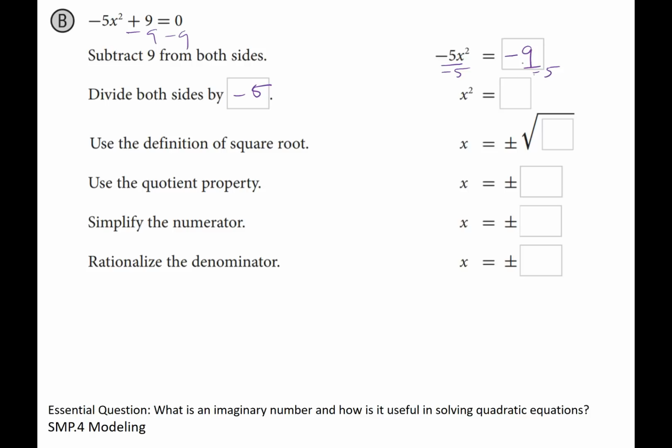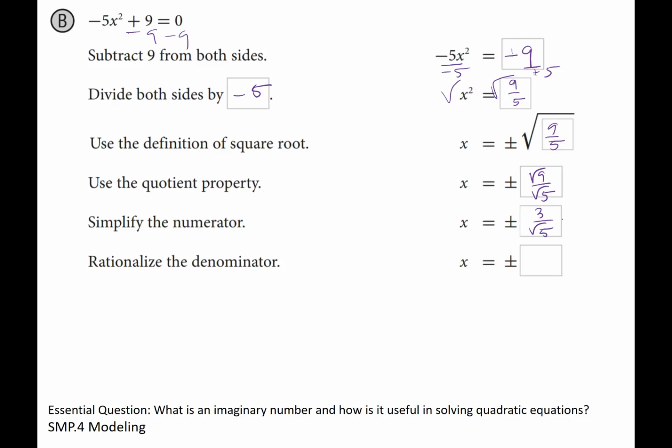So negative and a negative would be positive 9/5. We're going to undo the square by taking the square root of both sides. So we've got plus or minus the square root of 9/5. Use the quotient property, so that means they just want us to split this up. Simplify the numerator, so they're saying the square root of 9 is 3 over square root of 5.